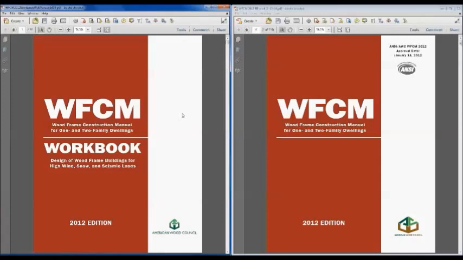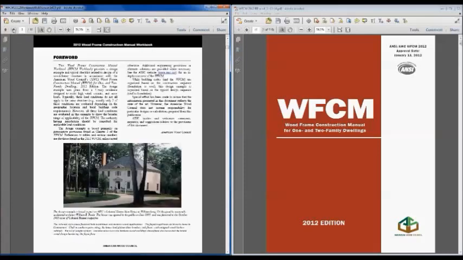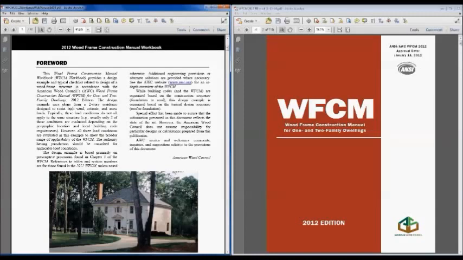So let's jump into the workbook. If you have that up on your screen or in front of you, we're going to scroll down through there and take a look first at the foreword and just highlight a couple of things with this example problem. This example problem is just a tool that we've developed to help you work through the Wood Frame Construction Manual, which is a pretty handy design tool. It certainly doesn't replace engineering judgment.